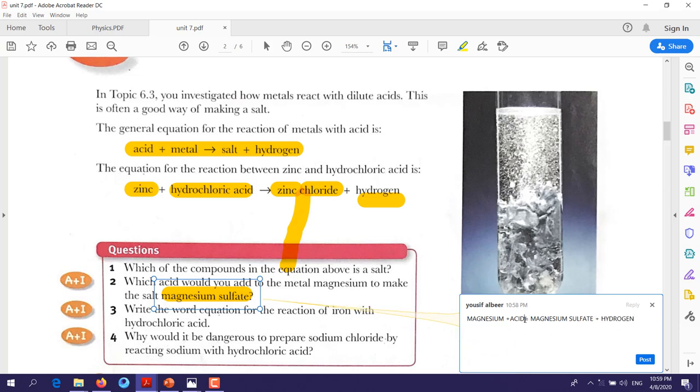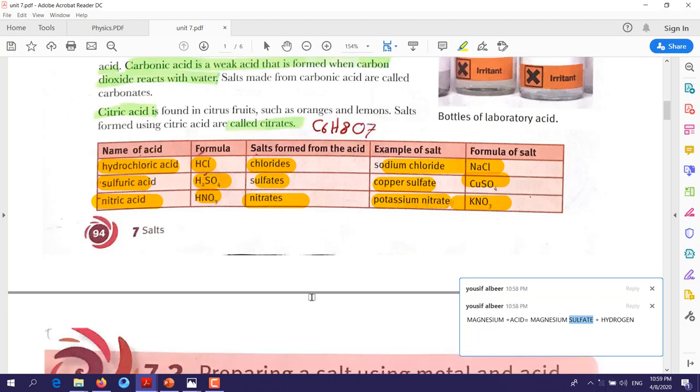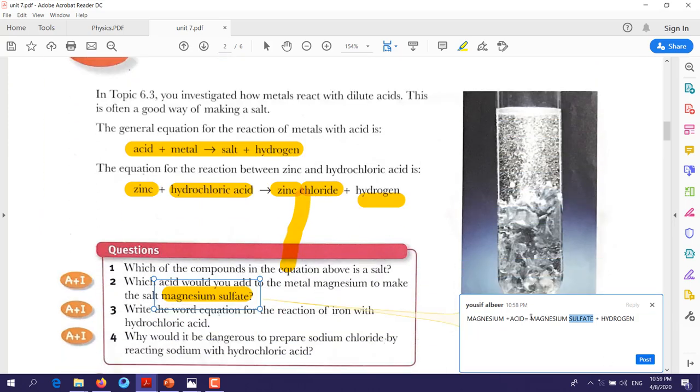Okay, now we need to replace the acid here. Which acid will we use? Firstly, you should come here. Sulfate. Okay, the name of the salt here is sulfate. So, because it's sulfate, if you go back to the table, which acid makes sulfate? It's sulfuric acid. So instead of acid, you will write sulfuric acid. This is the answer for question number two.